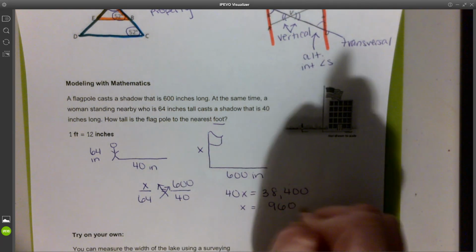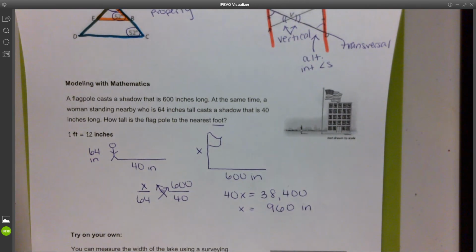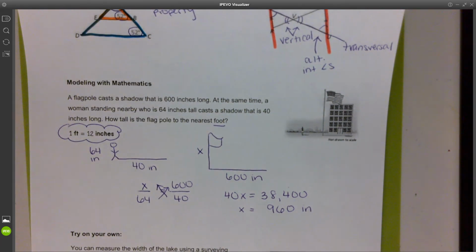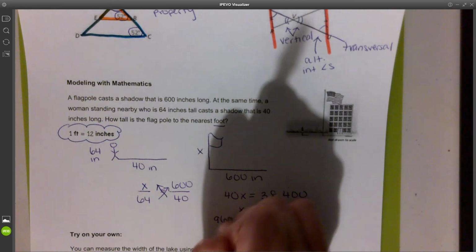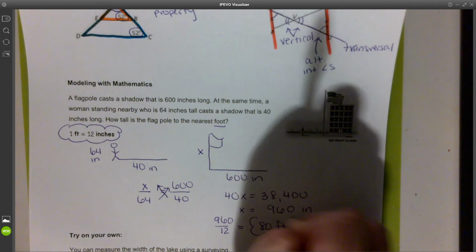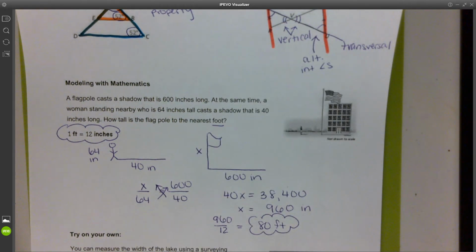We get 960 inches. Are we done? The answer is not quite. We still want to find the nearest foot. So here I gave that information, some recall information. Every 12 inches make a foot. So how am I going to take this answer in inches and turn it into feet? Am I going to multiply or divide by 12? All right, so in this case, I'm going to divide by 12. So 960 divided by 12 gives me 80 feet. So the answer in feet is 80 feet.